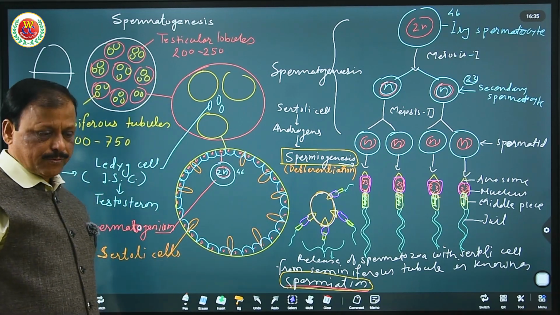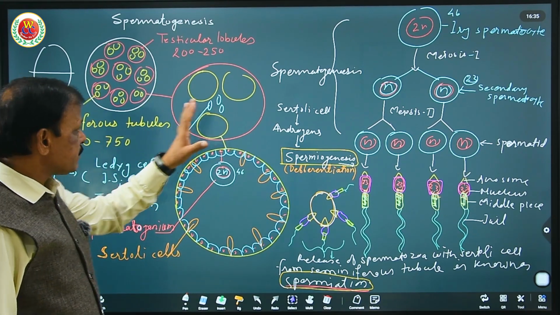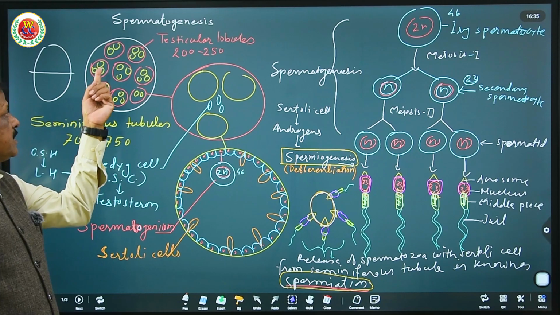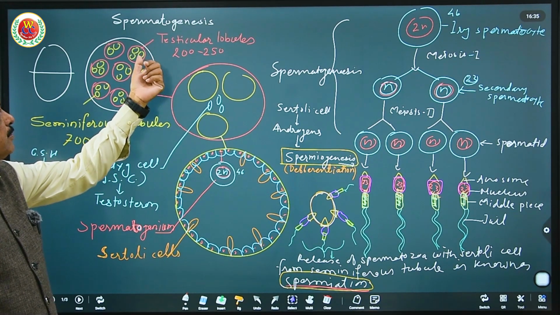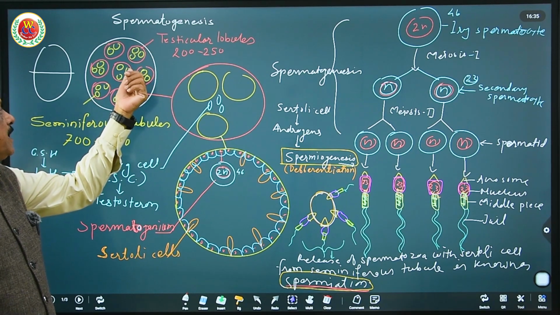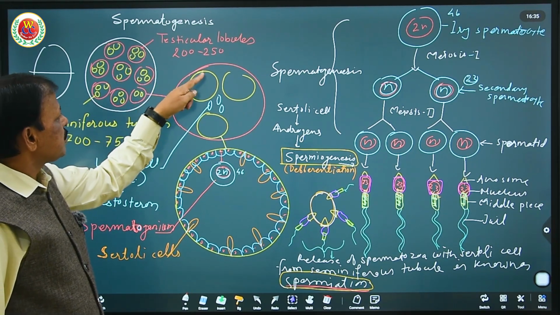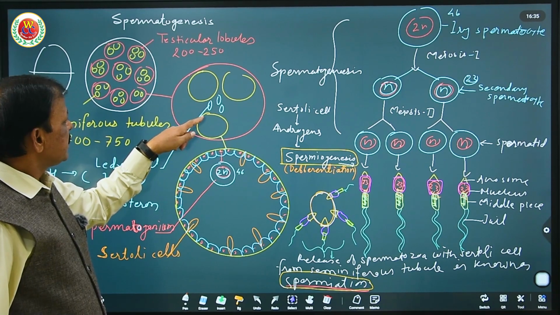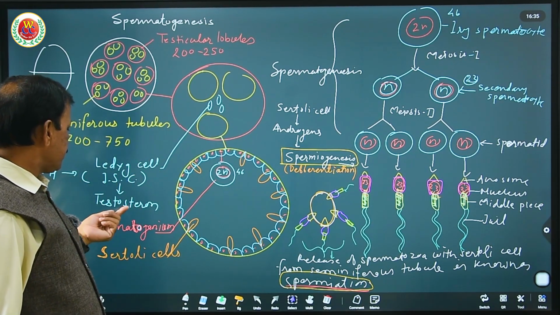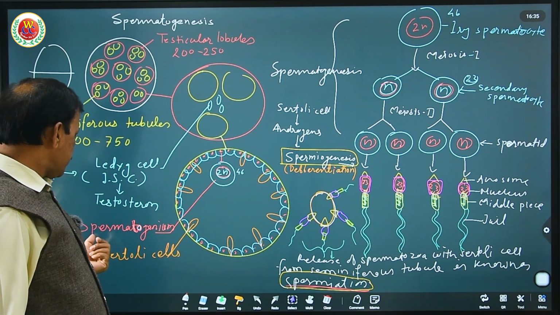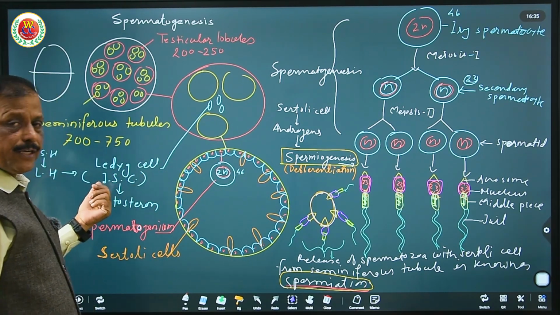So once again, to understand the explanation, the testes consist of testicular lobules. Around 200 to 250 testicular lobules are present in each testis. These testicular lobules consist of seminiferous tubules, and in the gap between these seminiferous tubules are the Leydig cells, which produce testosterone, which stimulates the process of spermatogenesis, therefore a very important hormone.